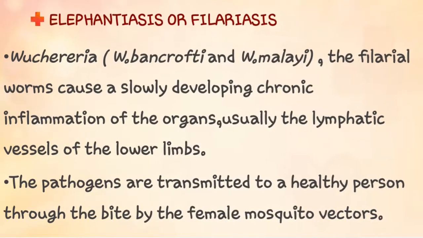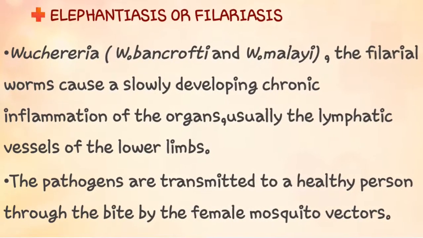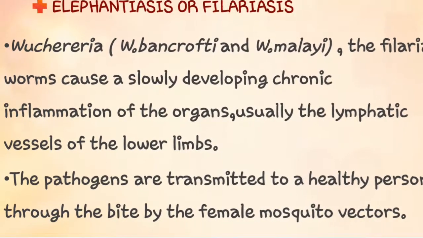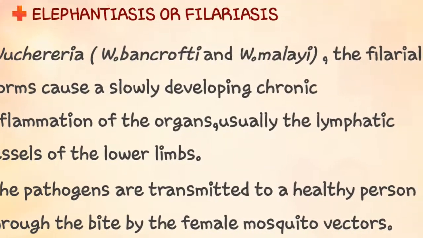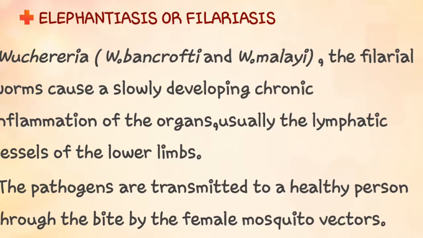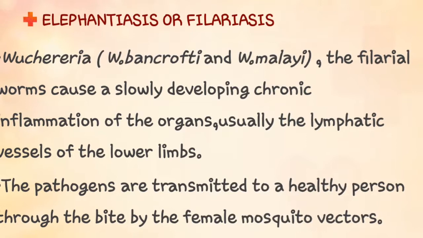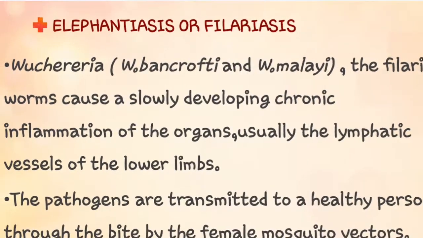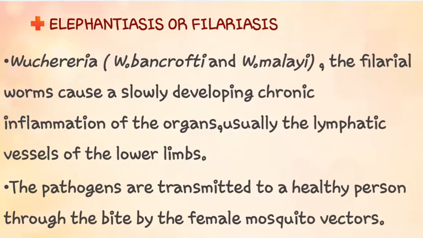Next is elephantiasis or filariasis caused by Wuchereria, the filarial worm. It causes slow developing chronic inflammation of the organs, usually lymphatic vessels of the lower limbs. The genital organs are often affected, resulting in gross deformities. Female mosquito vectors transmit this disease.